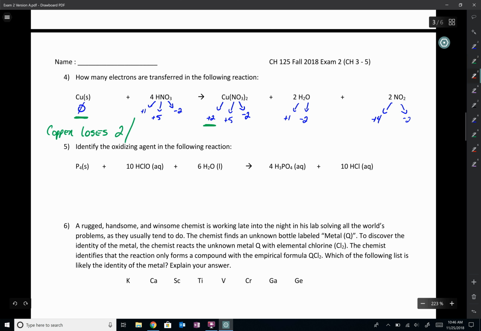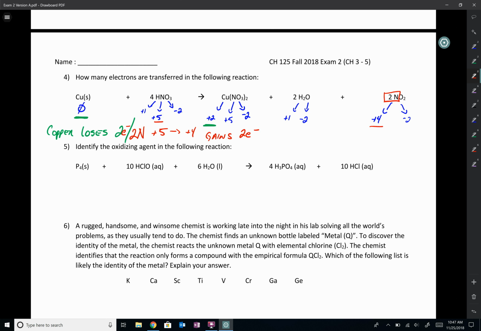Well, hydrogen doesn't change. It goes from +1 to +1. Oxygen doesn't change. It goes from -2 to -2. Nitrogen goes from +5 to +4. Well, how many nitrogens go to +4? Well, 2 of them. So nitrogen starts out as +5 and 2 of them go to +4, so nitrogen gains 2 electrons. So either one of those ways is valid for answering this question.